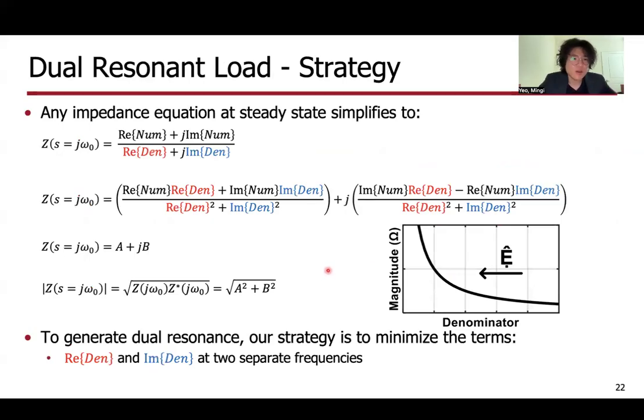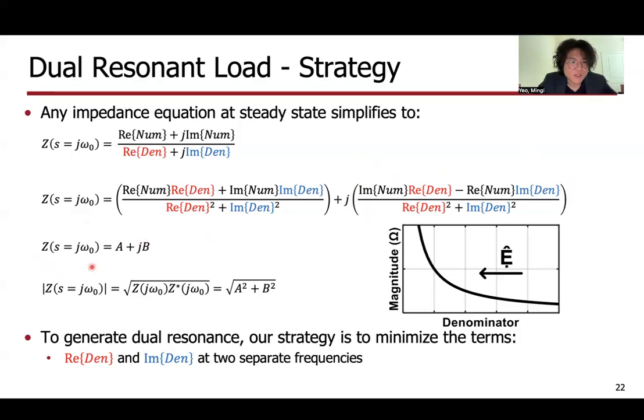Before we begin, though, we would like to explain our general strategy of identifying a dual resonance. Any impedance equation at steady state simplifies down to the following complex number in the numerator and the following complex number in the denominator. This equation can be further simplified by multiplying the top and the bottom by the complex conjugate of the denominator, such that we have just a single complex number, and we group these real terms and represent them as A for now. We group this imaginary term and represent it as B.